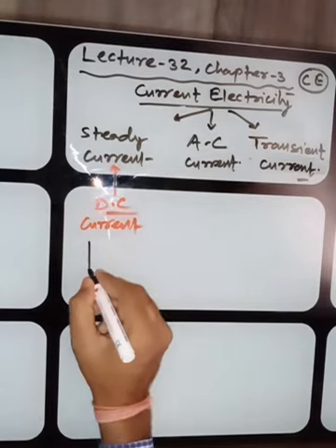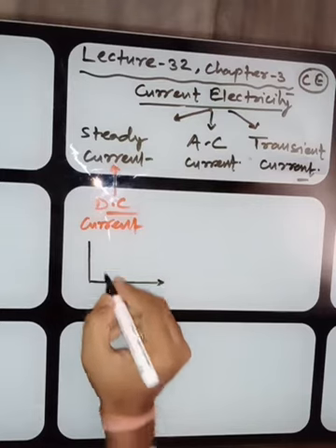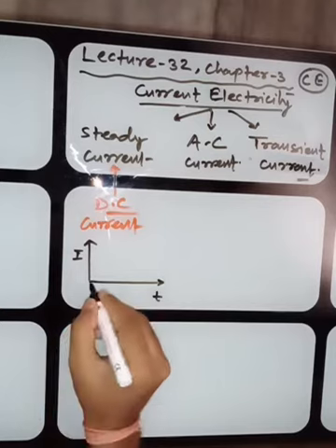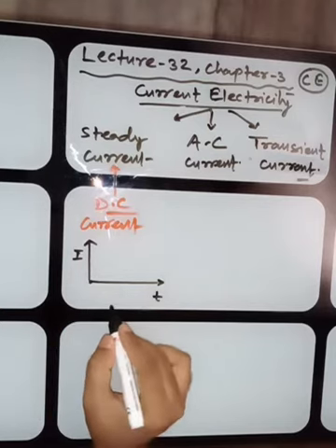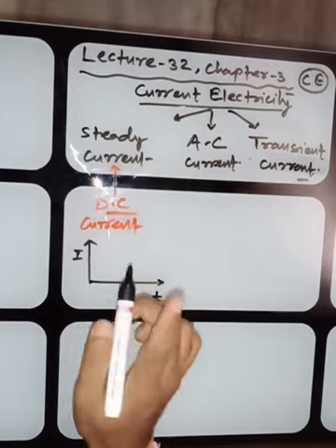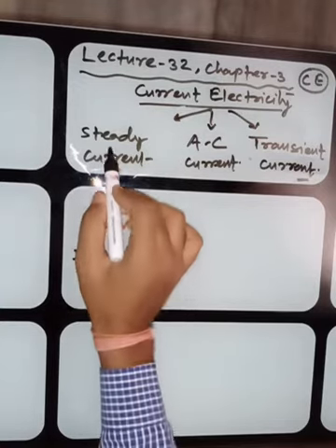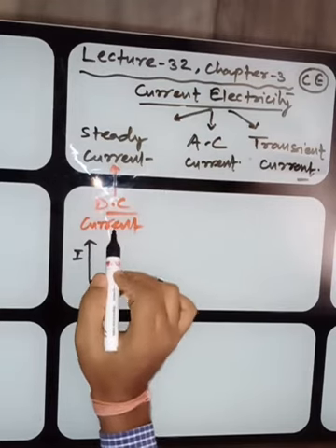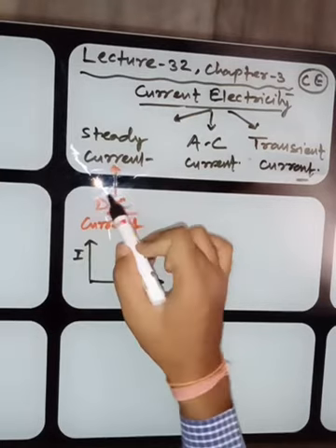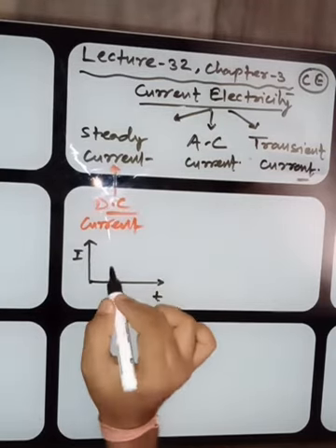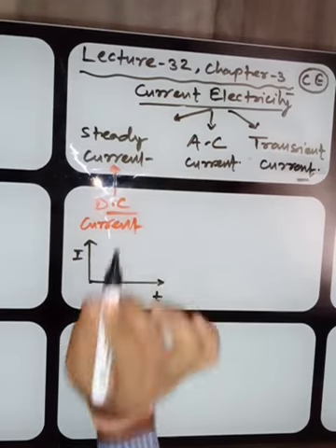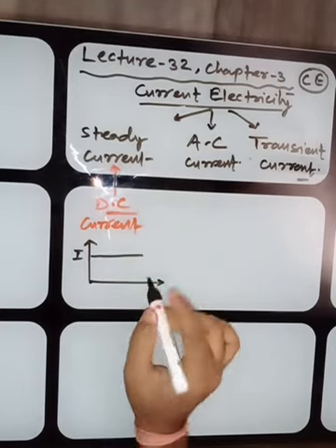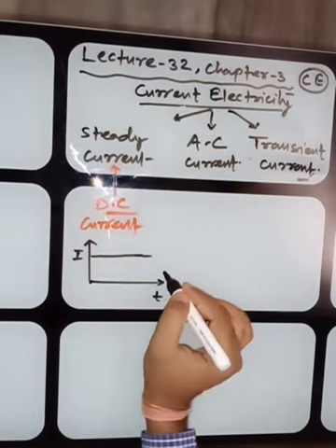So I'm showing here direct current using a graph. If it is current and it is time, then in DC, that is the direct current, it has many natures. This direct current can be categorized in 2 forms: steady current and fluctuated DC current. Here I am drawing the graph of steady DC current. Steady means its magnitude is not going to change. This is the steady DC current.